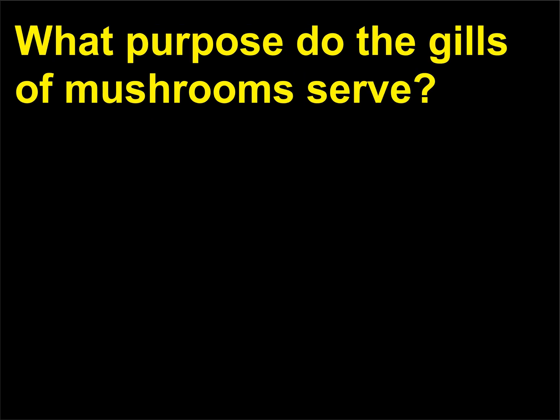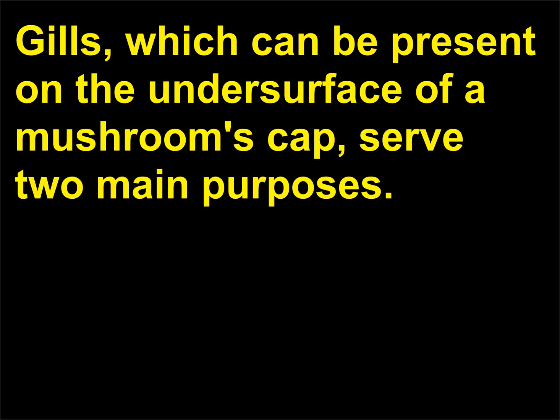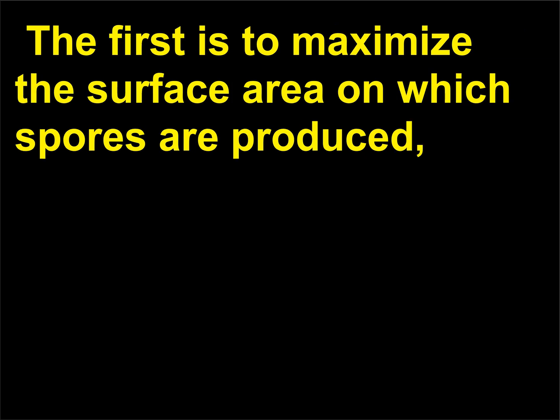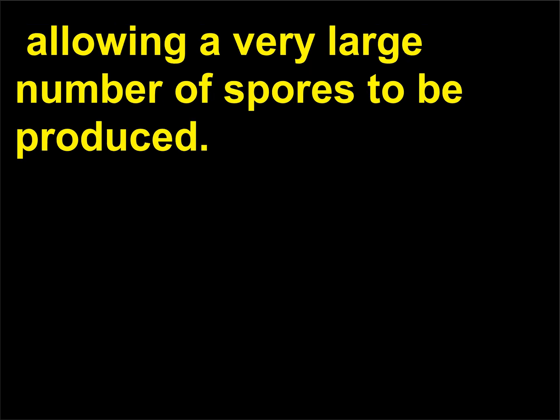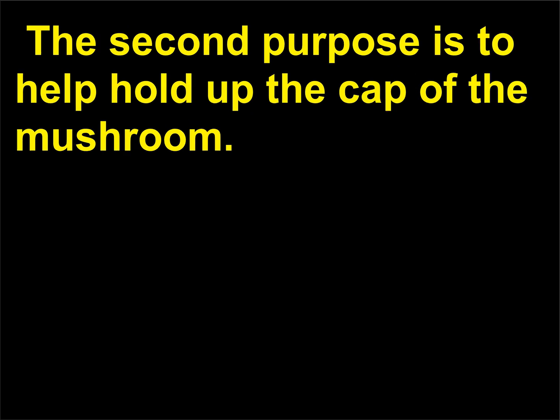What purpose do the gills of mushrooms serve? Gills, which can be present on the undersurface of a mushroom's cap, serve two main purposes. The first is to maximize the surface area on which spores are produced, allowing a very large number of spores to be produced. The second purpose is to help hold up the cap of the mushroom.